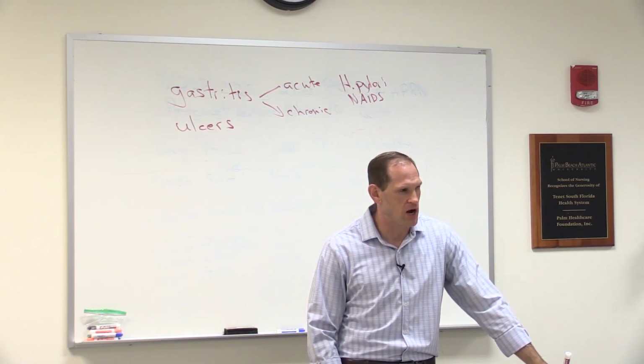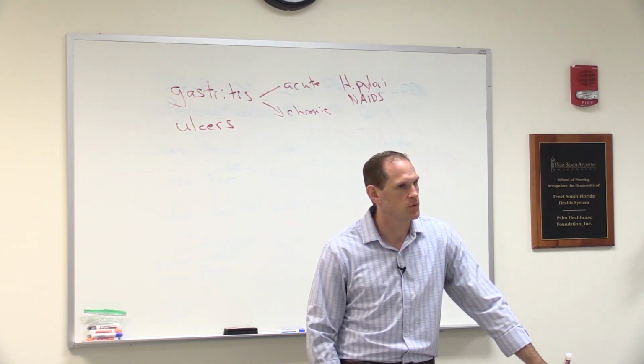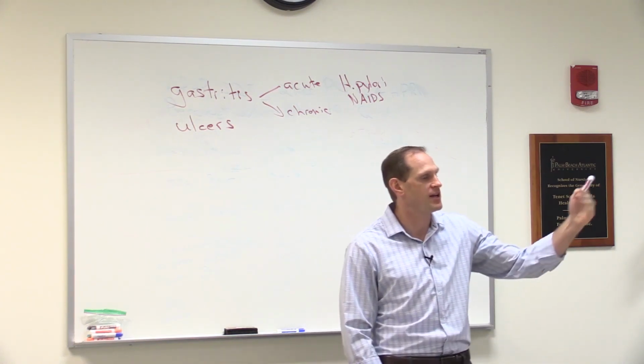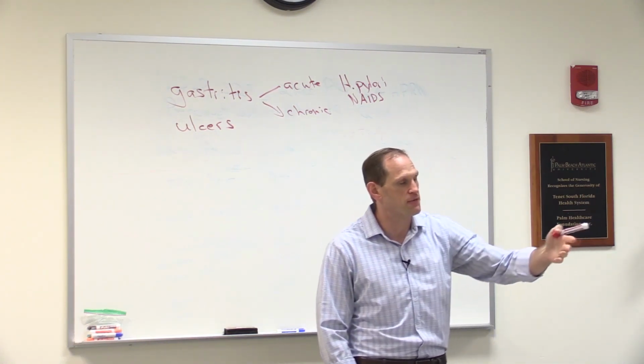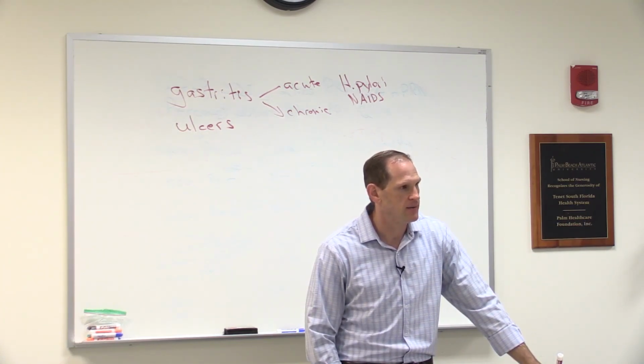All right, what about chronic gastritis? It's a thinning of the stomach lining, typically, and that could be as a result of, again, H. pylori, but it could also be from overuse of hot drinks. People who drink too much coffee or too much hot tea.